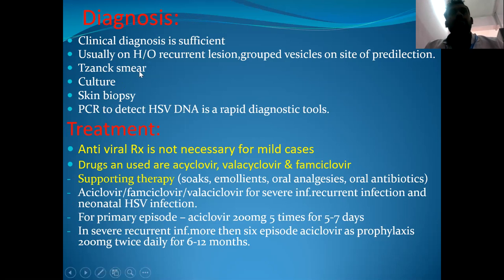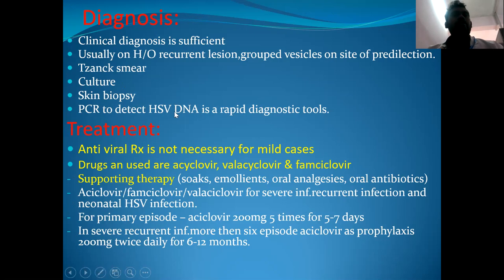And we can get a simple Tzanck smear done. The Tzanck smear will show multinucleated giant cells. We can also culture for HSV virus, and we can also send a skin biopsy from the lesion. And we can also send HSV DNA PCR to detect HSV DNA, or use a rapid diagnostic kit.